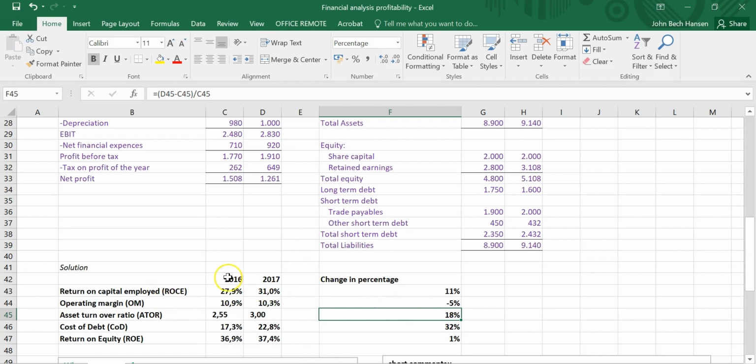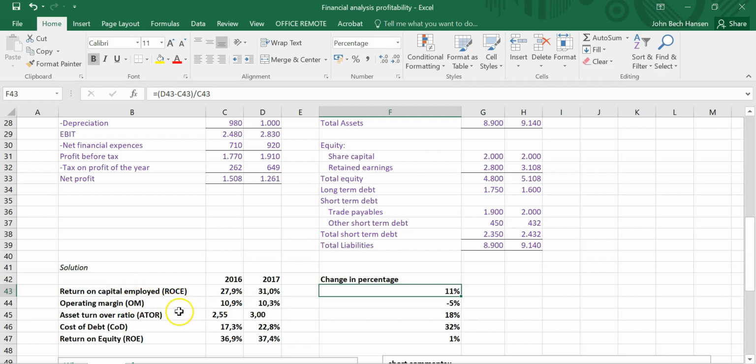So the level, that's why when we comment on the result of the analysis, we have to comment on the figures to explain, is it good or bad, what can be improved, and so on. So we can say that the level is really good, and the development is also quite good. We have an improvement of 11% of our return on capital employed ratio.